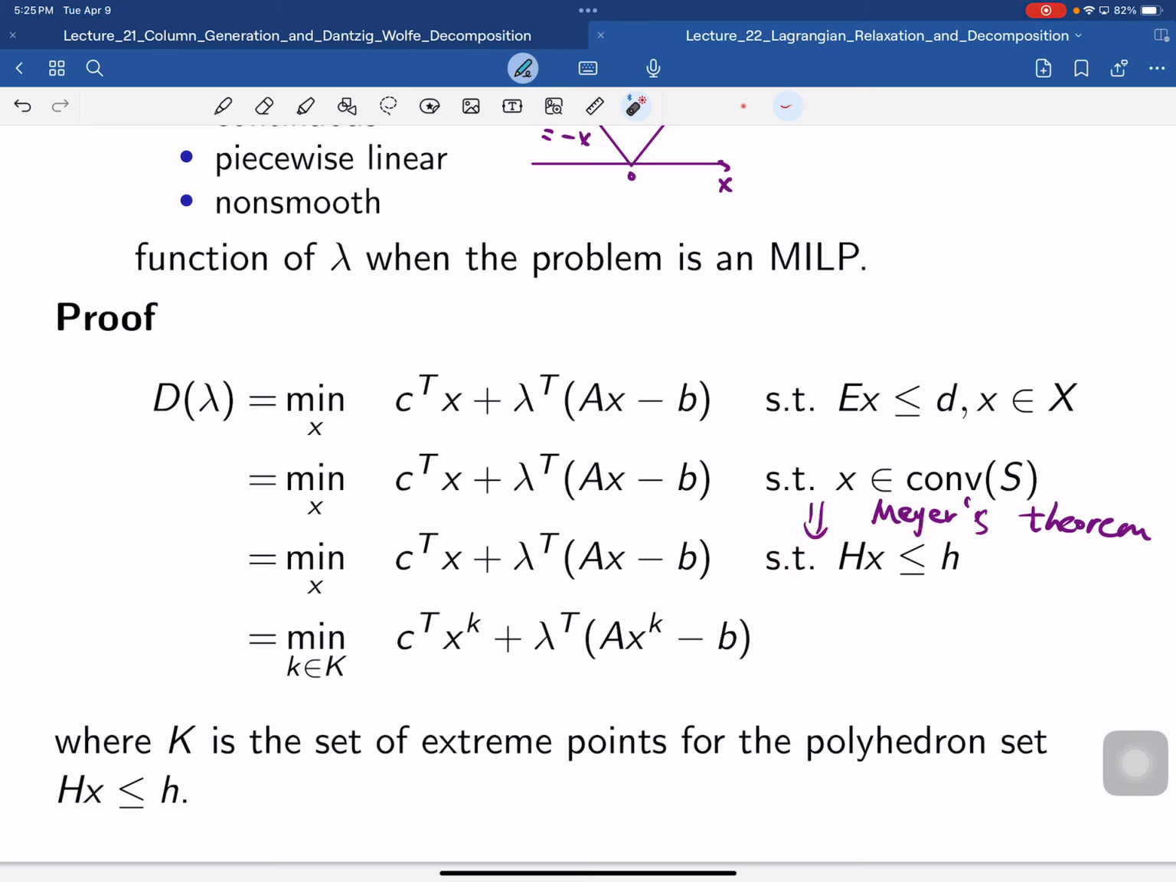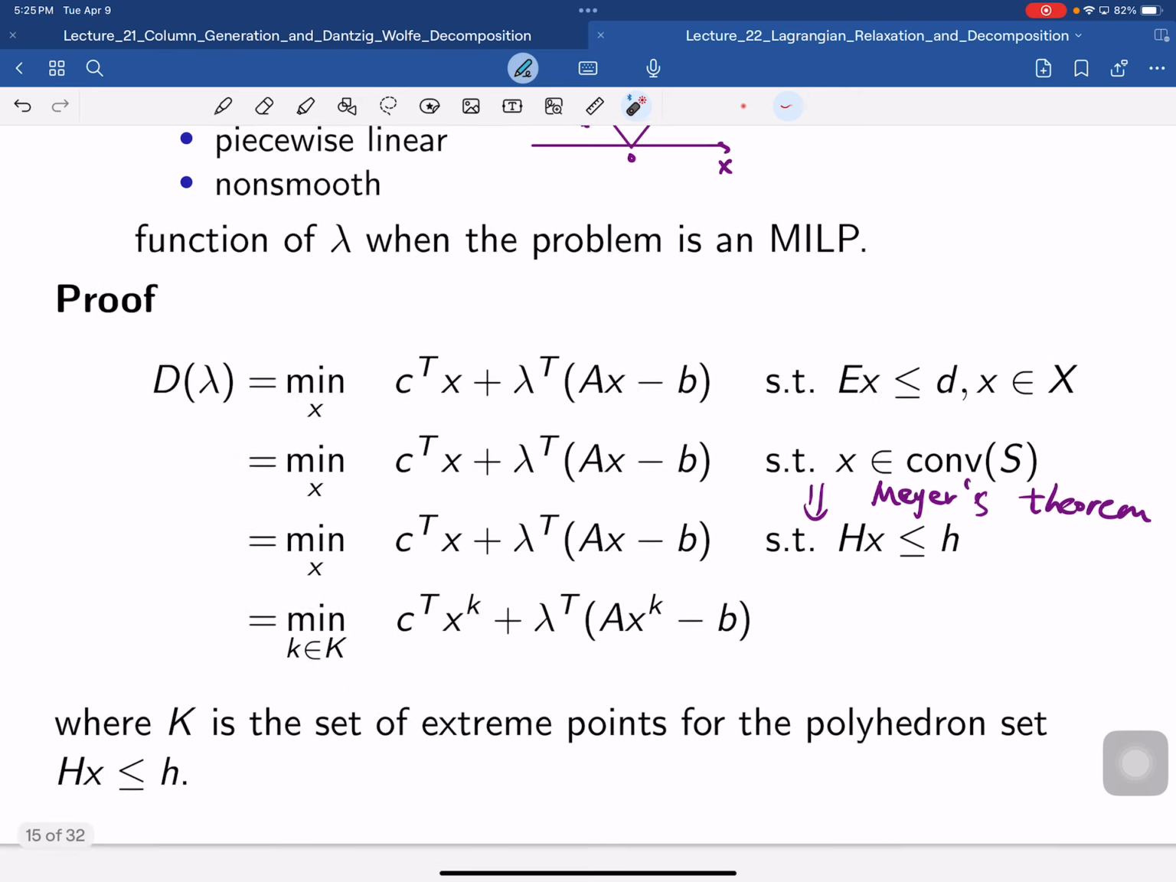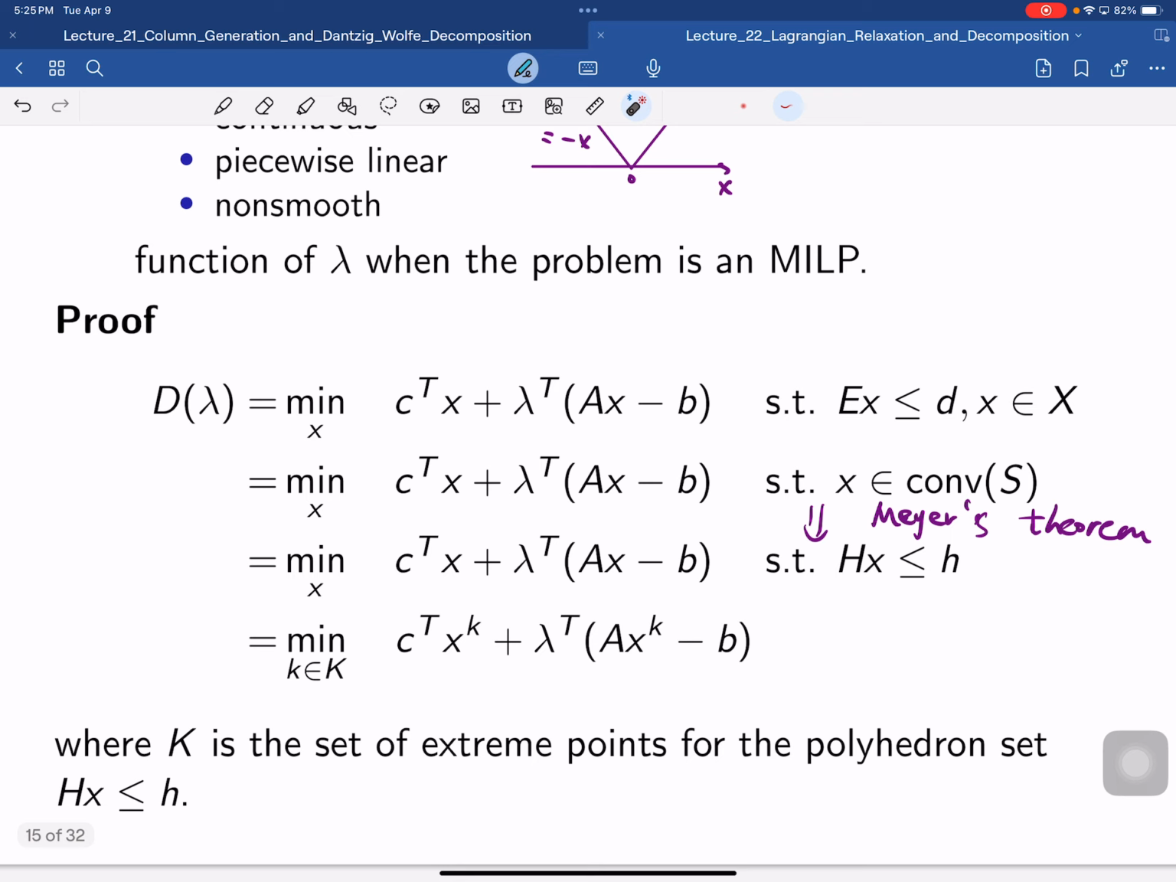So if the constraints are linear, and we are minimizing a linear function as well, right? Then the optimum is always obtained at one of the extreme points. Let's assume this problem is bounded. So this is a polyhedral set, and here we have a linear objective. Then this is equal to minimizing over all the extreme points of the polyhedral set, where K is the set of extreme points for the polyhedral set Hx less than or equal to h. Okay.